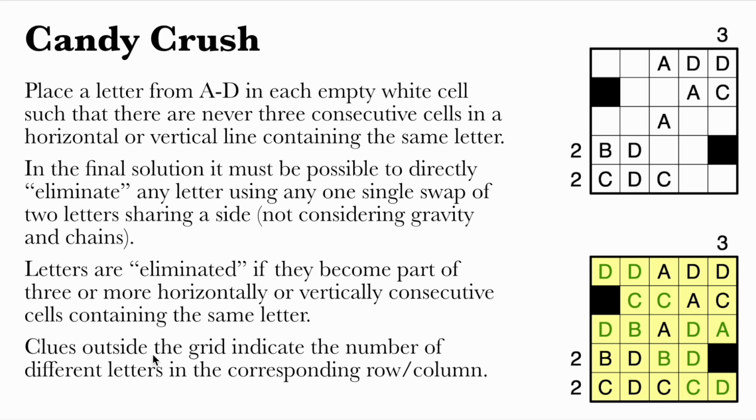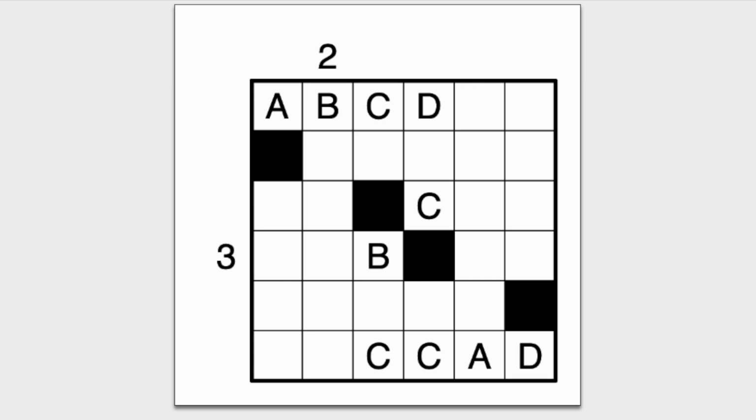And finally, clues outside the grid indicate the number of different letters in the corresponding row or column. That will help make the solution a unique one. Those are the rules of Candy Crush, so it's time to solve a puzzle. Today's Candy Crush puzzle was set by Freddie Hand.